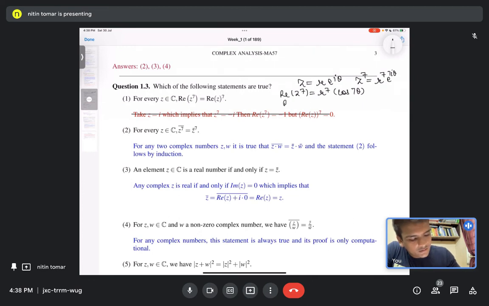Now, if you take the real part of z, what is it? It is r cos theta, right? Now, if you take it to the 7th power, it will be r to the 7 and cos theta to the power 7. So for these two quantities to be equal, you need that cos 7 theta should be equal to cos theta to the power 7 for all theta, right?